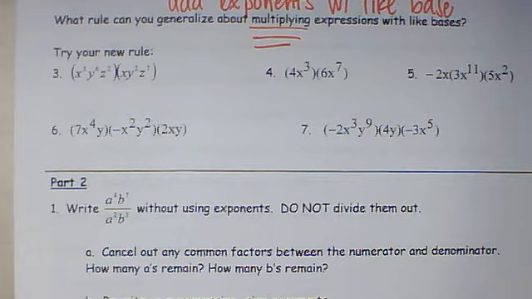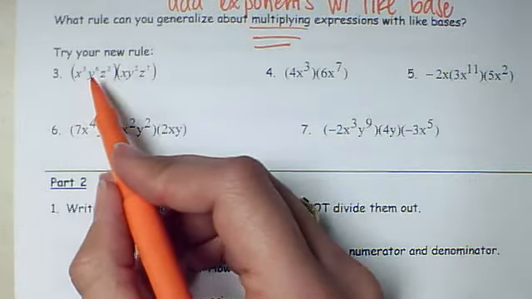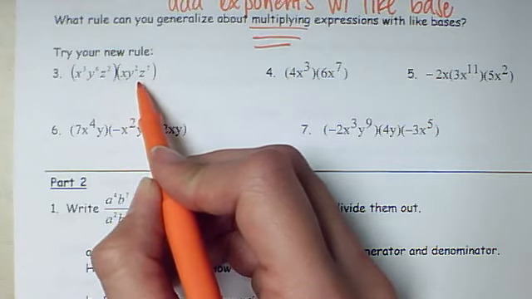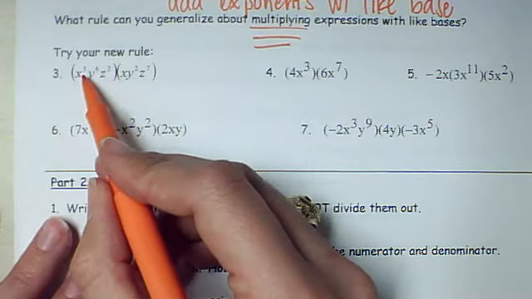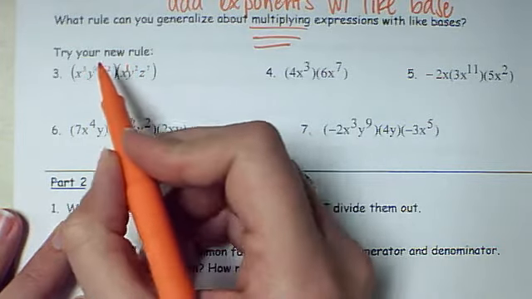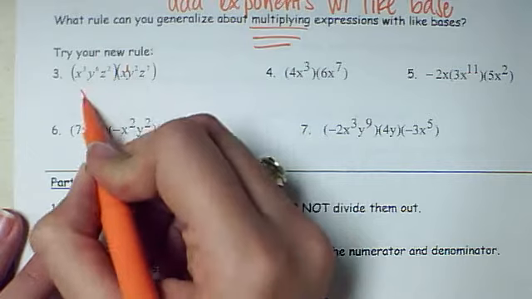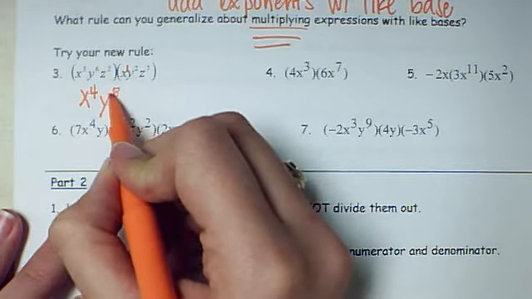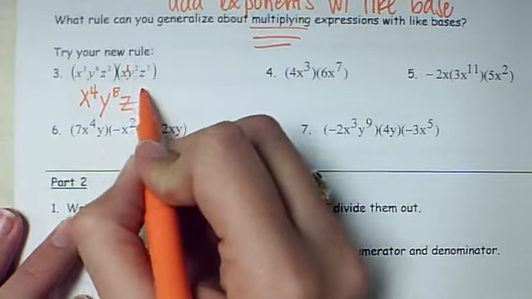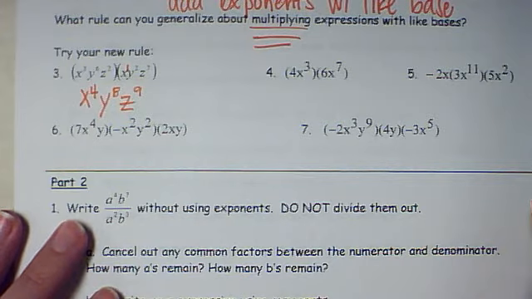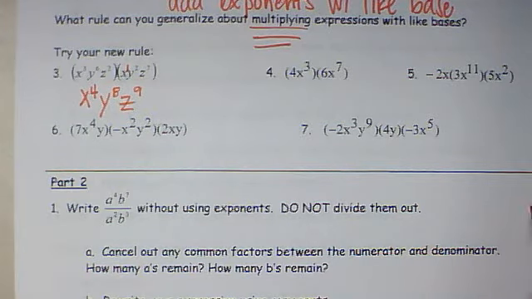For this one, I have x to the 3rd, y to the 6th, z to the 2nd, times x, y squared, z to the 7th. So when I look at the x's, I have x to the 3rd here, and this one doesn't have an exponent, which means it's just 1. And 3 plus 1 is 4. So I have x to the 4th. For my y's, I have 6 and 2, which makes 8. And for my z's, I have 2 and 7, which makes 9. So my answer is x to the 4th, y to the 8th, z to the 9th. And that's all I can do, and that's all I'll ever be able to do to simplify.